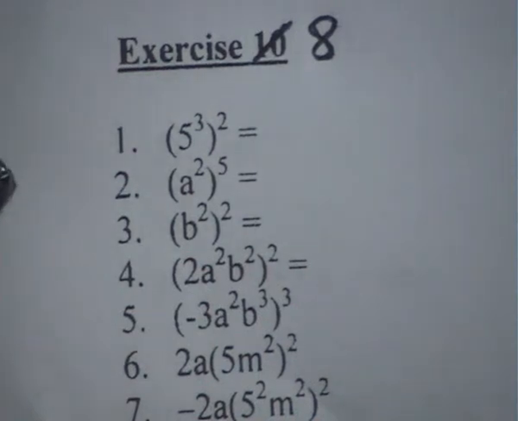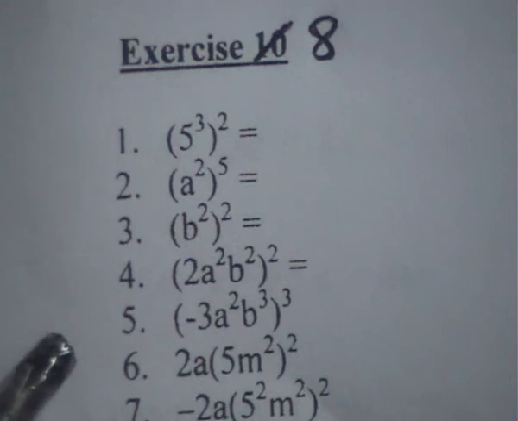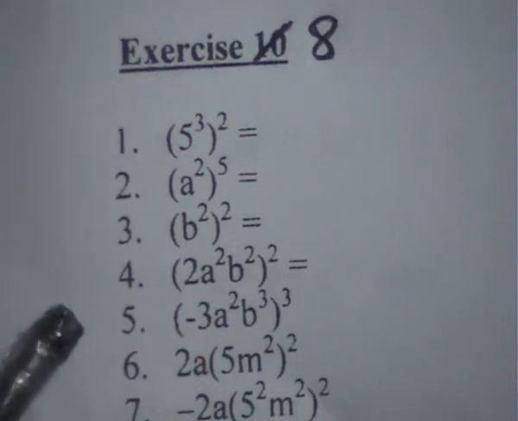Exercise 8. Number 1, open bracket, 5 cubed, that means 5 to the 3, close bracket, all to the power 2. Number 2, open bracket, a squared, close bracket, to the power 5. Number 3, open bracket, b squared, close bracket, to the power 2. Number 4, open bracket, 2a squared, b squared, close bracket, I mean to the power 2. Number 5, open bracket, minus 3a squared, b cubed, close bracket, to the power 3.